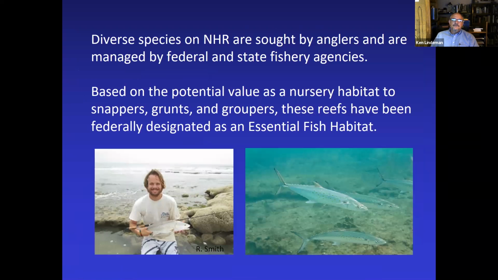Diverse species on NHR are sought by anglers and are managed by federal and state fishery agencies based on the potential value as a nearshore habitat to snappers, grunts, and groupers. These reefs have been federally designated as an essential fish habitat. That was from 1998. This is an example of a cyanid, a drum from the Worm Rock off of Satellite Beach, Florida.